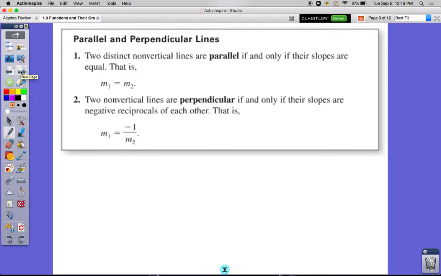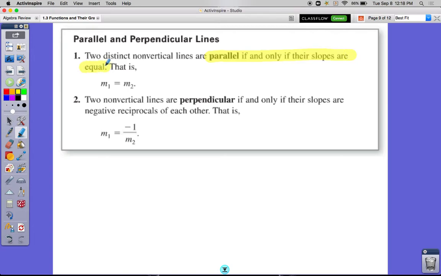Two things that we need to also be mindful of is anytime we have lines that are considered parallel and lines that are considered perpendicular. If the lines are parallel, lines, two distinct non-vertical lines, are parallel if and only if their slopes are equal.